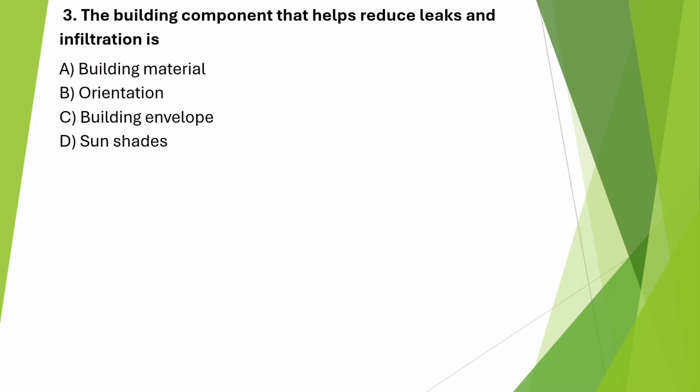Here is the third question. The building component that helps to reduce leaks and infiltration. Out of the four options, first of all, try to identify which come under building components, and then you will be able to eliminate some of the options. Then it is asking about the function of reducing leaks and infiltration. So which building component out of the four options reduces leaks and infiltration?